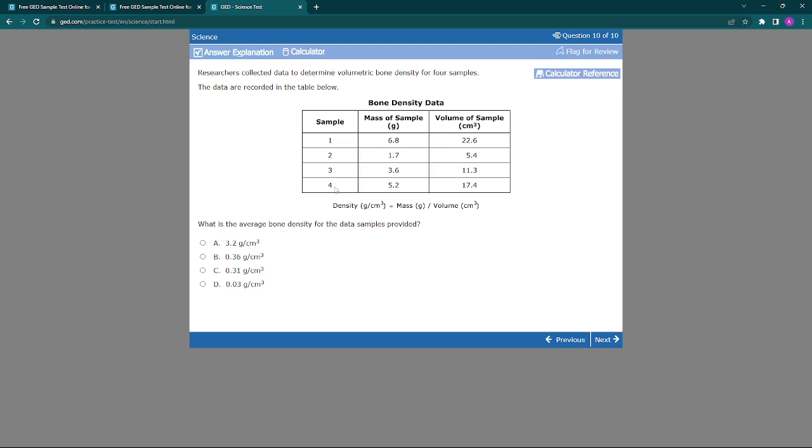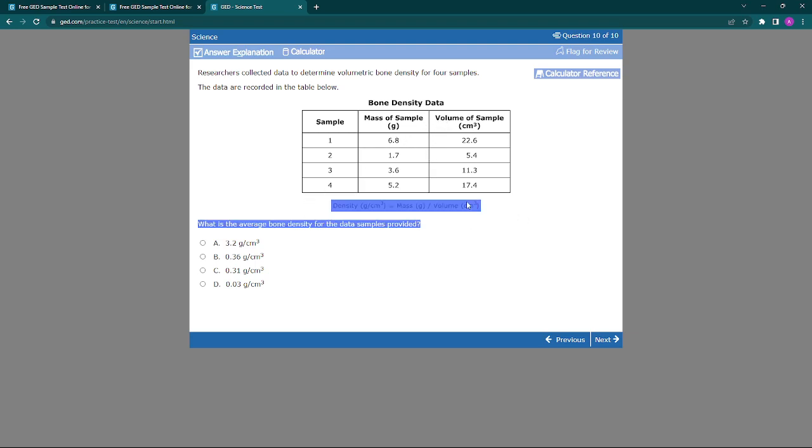Let's see, so samples 1 through 4. The mass is different, doesn't look like any relation there. And then the volume of the sample. All right, so mass, that's pretty high, that's pretty low. Those two are kind of similar, so there almost seems like, oh wait, never mind.